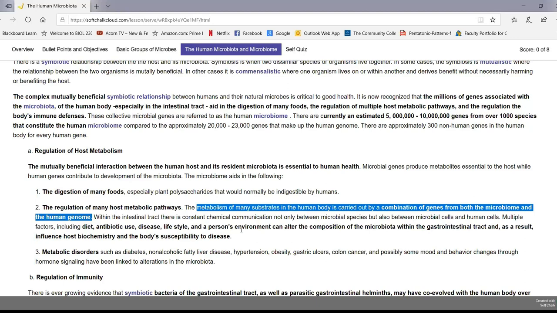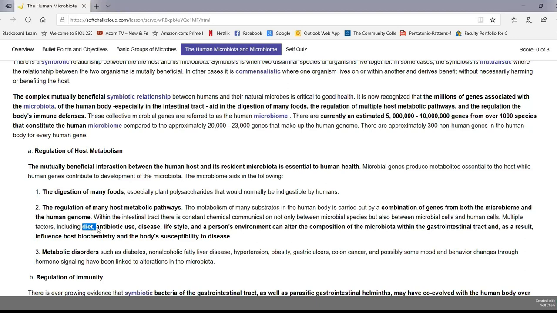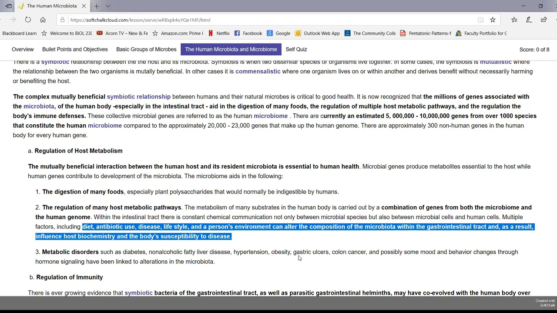And there are multiple factors that can change our microbiota. They include things like diet, antibiotic use, disease, lifestyle, even the person's environment. All of this can alter the composition of our microbiota within the GI tract and therefore influence our biochemistry and our body's susceptibility to disease.